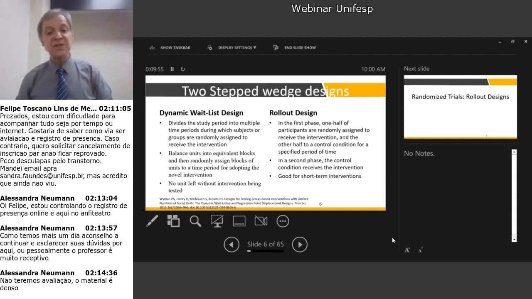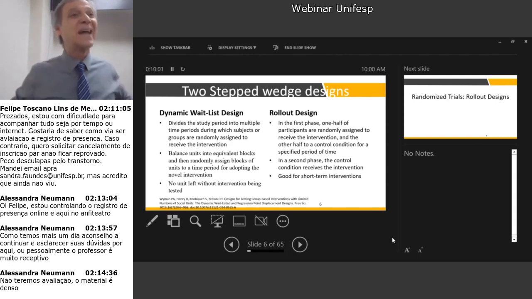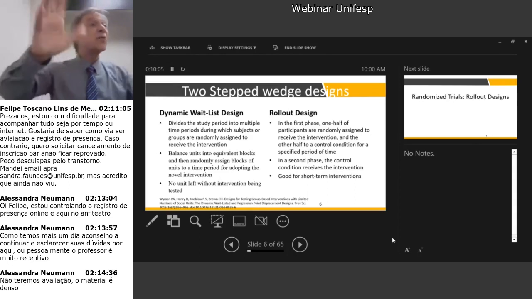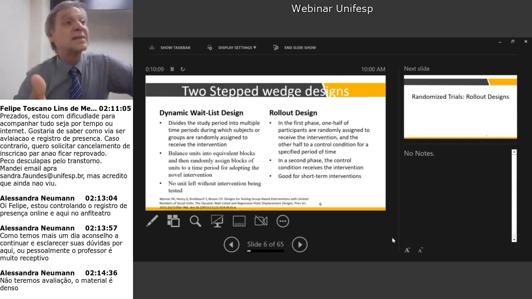And in the second phase, the control condition receives the intervention. So everybody receives the intervention eventually. So it's not unethical, because that's a problem with local government. Say, about 30 years ago in Missouri, I tried to do a study like that.